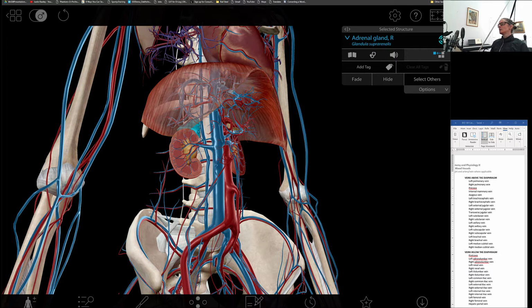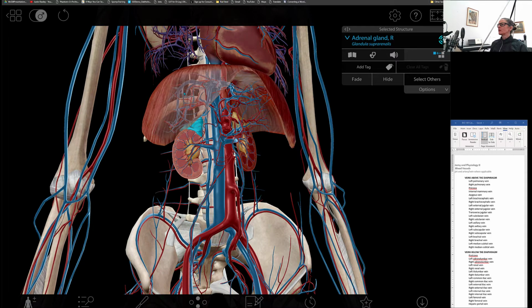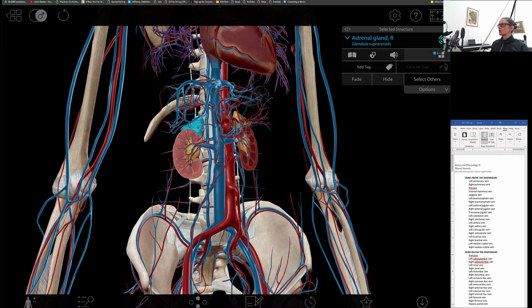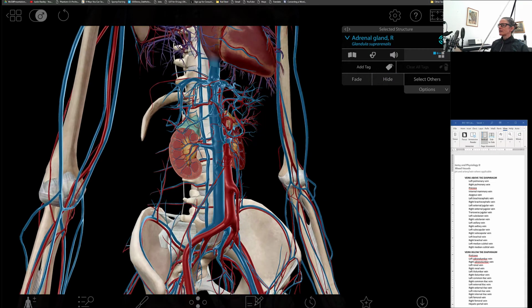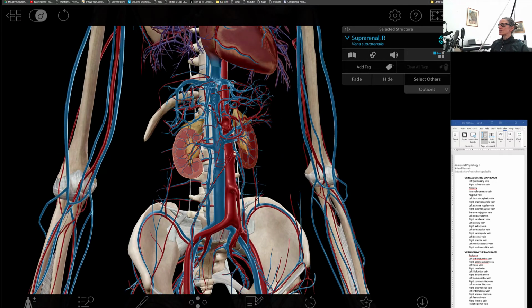And in the human, we call the adrenal gland sometimes the suprarenal gland because it's sitting right on top of the kidney. Now, in the cat, you'll notice that they're separate. The adrenal gland is not directly sitting on top of the kidney. It's near it, but it's not directly sitting on top of it. So for now, what I'm going to do is hide the diaphragm so that we can look at these structures a little bit more clearly. And we can see that the suprarenal vein on the right-hand side is going to drain the adrenal gland, and it's going to drain directly into the inferior vena cava.